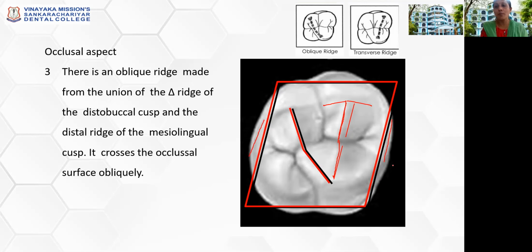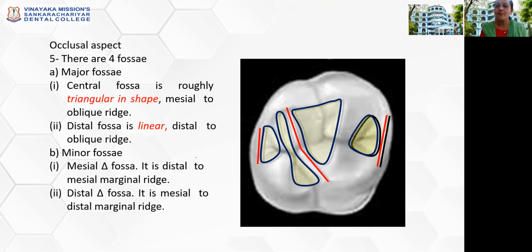So there are 4 main ridges that we can appreciate in the maxillary molar. And there are 4 fossas. Fossas are shallow depressions. Keeping the oblique ridge as center, mesial to the oblique ridge, there is a triangular shallow depression, which is known as central fossa. And distally, we can appreciate a linear fossa, which is known as distal fossa.